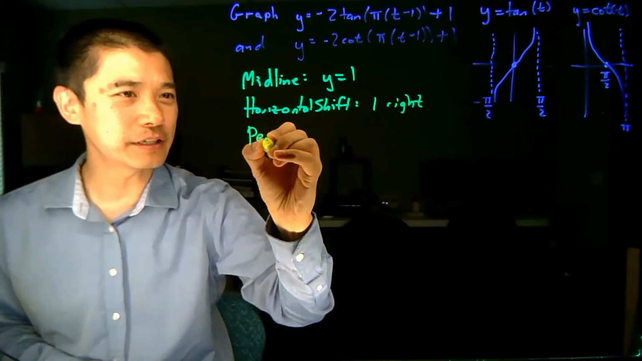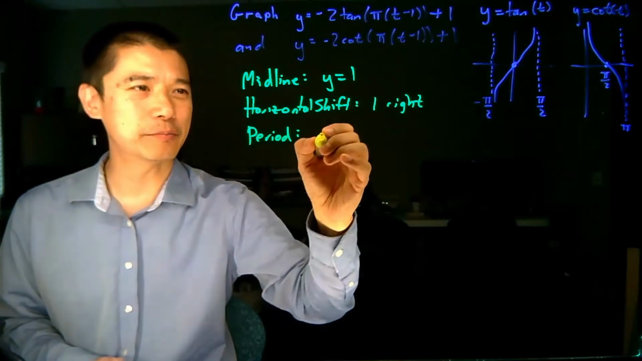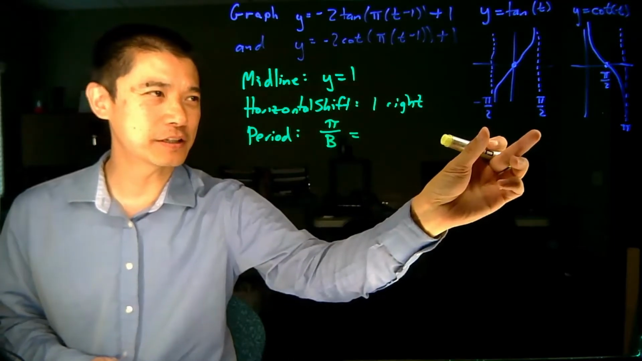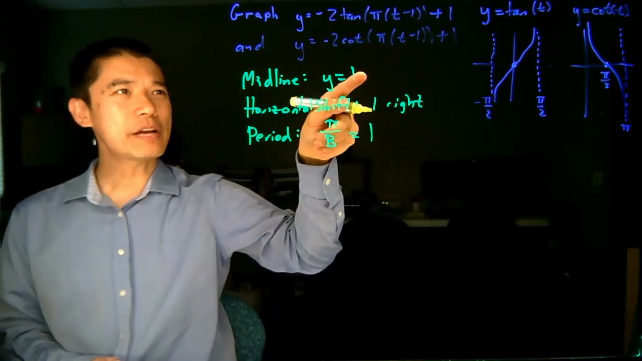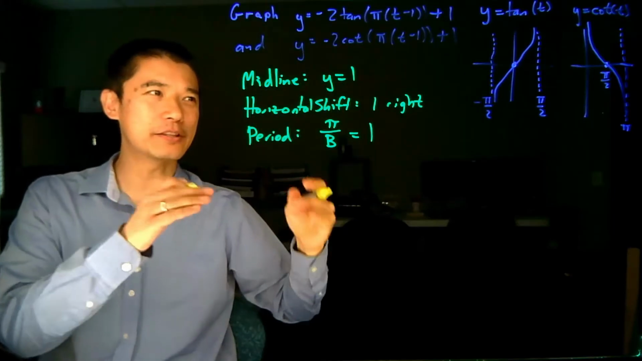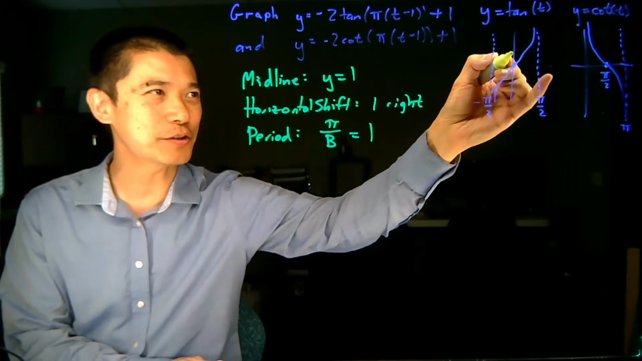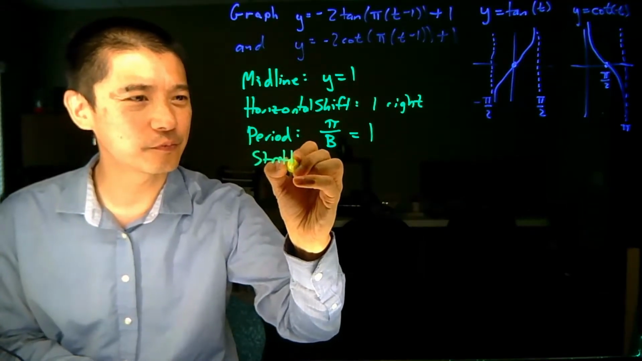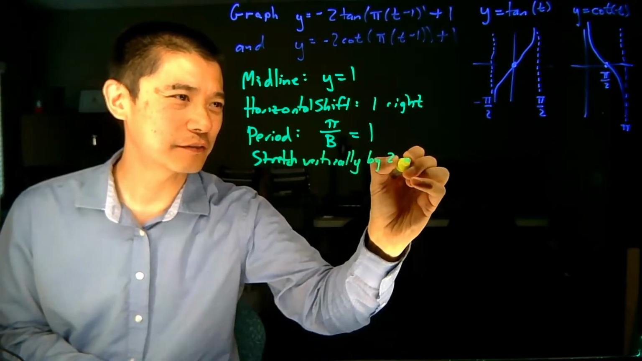We have to think about the period. Now remember, the b value is not the period. The b value is related to the period. The period is going to be pi over b. And this is a pi over b instead of 2 pi over b because the period of tangent and cotangent is pi. Pi over pi is just 1. And then we have the vertical stretch and flip component. It's negative, so it is going to be flipped. And then the stretch factor, well, it's harder to plot these with a decent stretch factor unless you also include some additional points. We're really not going to worry about that. So it's going to be stretch vertically by 2 and flip.